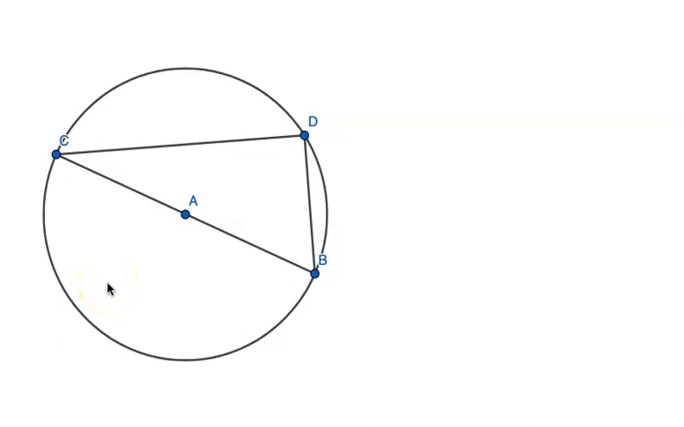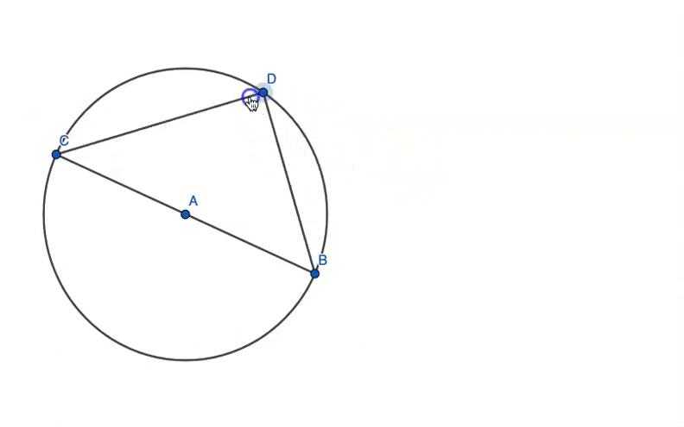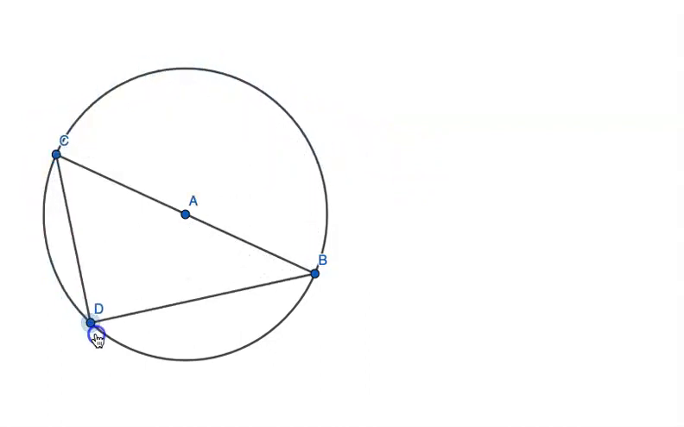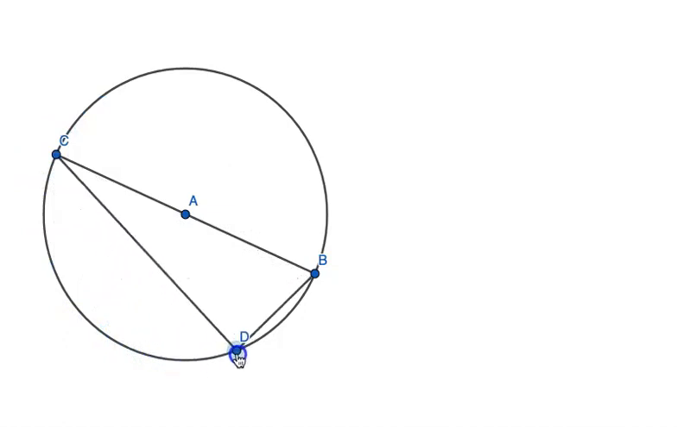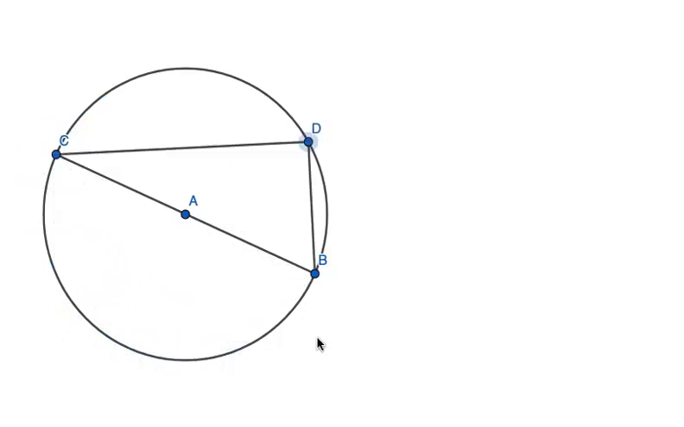And Thales' theorem stated that the angle CDB right here is a right angle, and it doesn't really matter how we move it. We can move this point D around the circle anywhere, it doesn't really matter. The angle CDB is always a right angle.